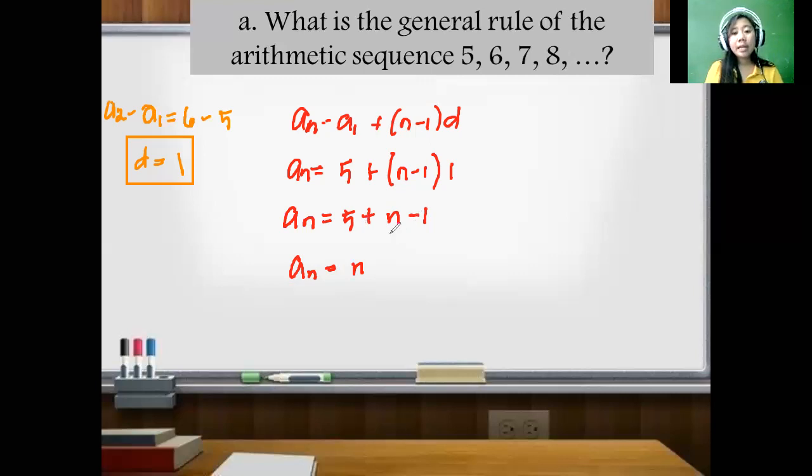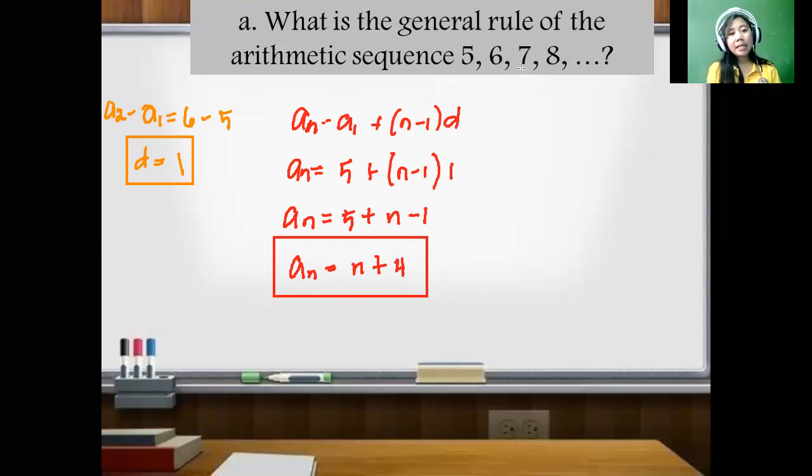So 5 minus 1 is 4. So what is the sign of 4? That is a positive number. So we can write it as plus 4. So this is now the general rule of our arithmetic sequence 5, 6, 7, and 8. So, naiintindihan po. Okay, ma'am, bakit po kailangan natin mag-create or mag-formulate ng general rule of an arithmetic sequence po?